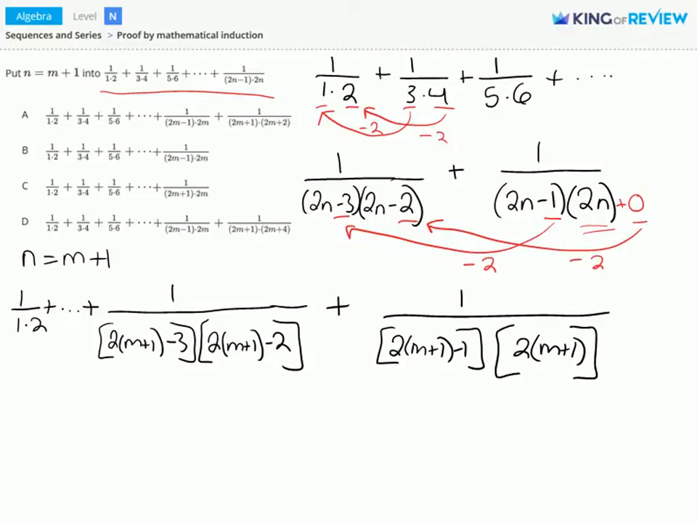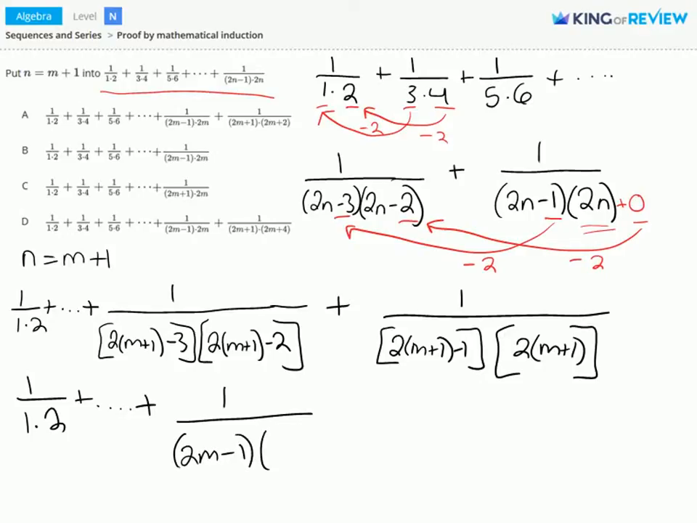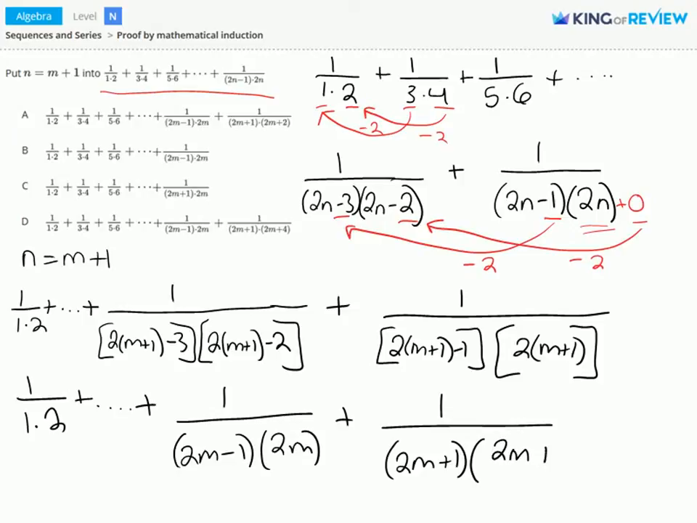And now let's simplify. This gives us 1 divided by 1 times 2 plus, the series continues, and then we have 1 over 2m minus 1 times 2m plus 1 over 2m plus 1 times 2m plus 2. And this is our final answer. So letter A is correct.